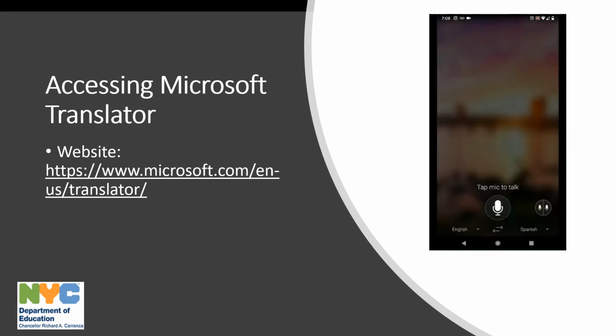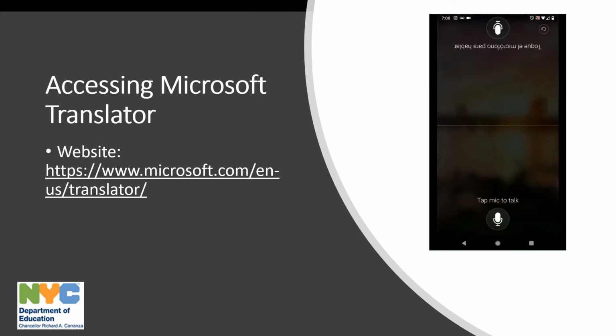Notice this icon here at the bottom right corner, the dual microphones. If I tap that, notice that my screen divides in half. One half for myself and one half for the individual I'm speaking with. Let's tap the microphone to talk. Good morning. How are you doing?